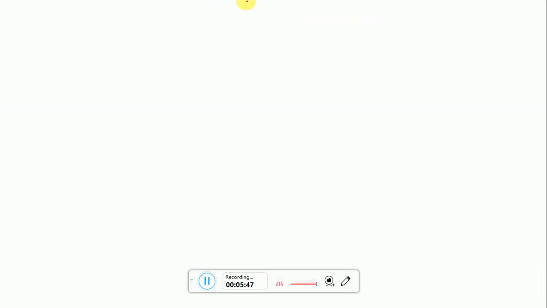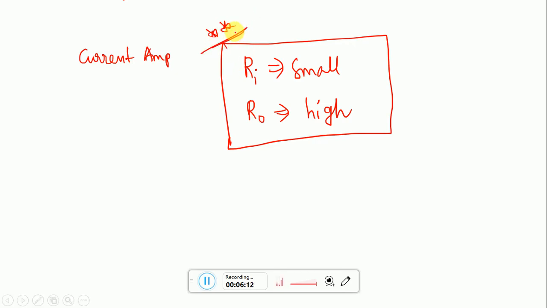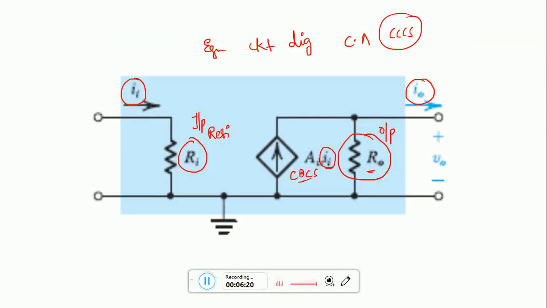So I am writing the conclusions. So in current amplifier, the input resistance should be very small and the output resistance should be very high. So we will discuss much after entering into op amps, etc. So these are the main conclusions that we have to learn from the current amplifier, and the input is in the form of current and the output is also in the form of current. The source, you can see here, the source is current controlled current source. So the name obtained from this point mainly.